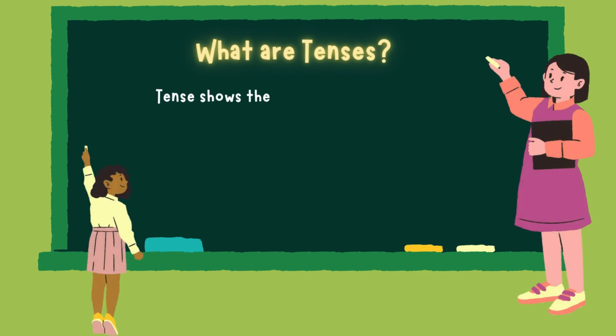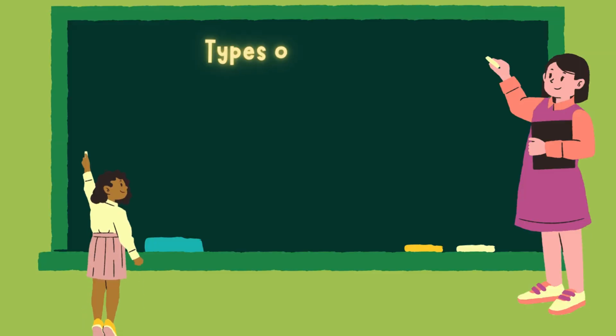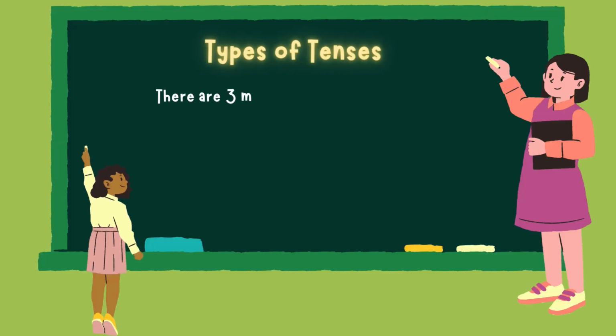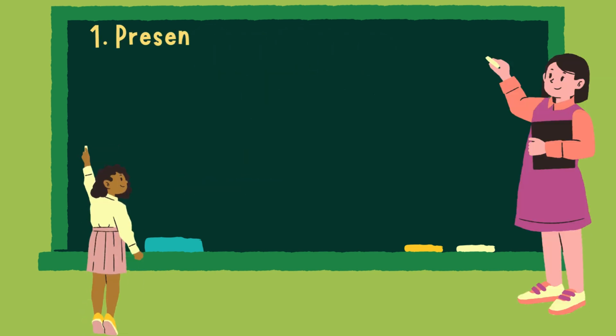What is tense? Tense shows the time of action. In English, tenses are used to indicate when something happens: in the past, present, or future. Types of tenses. There are three main types of tenses. 1, present tense. 2, past tense. 3, future tense.